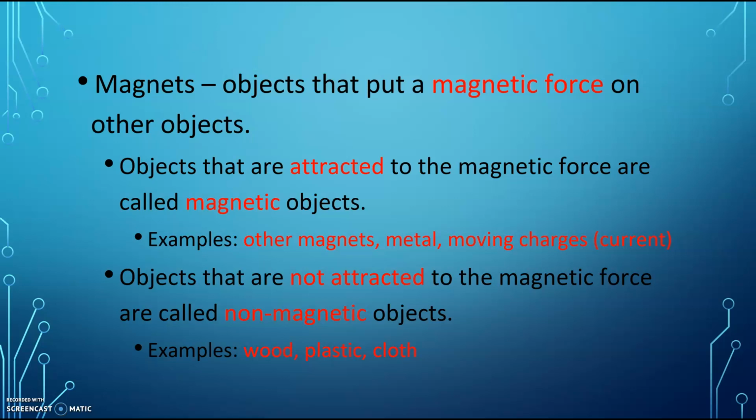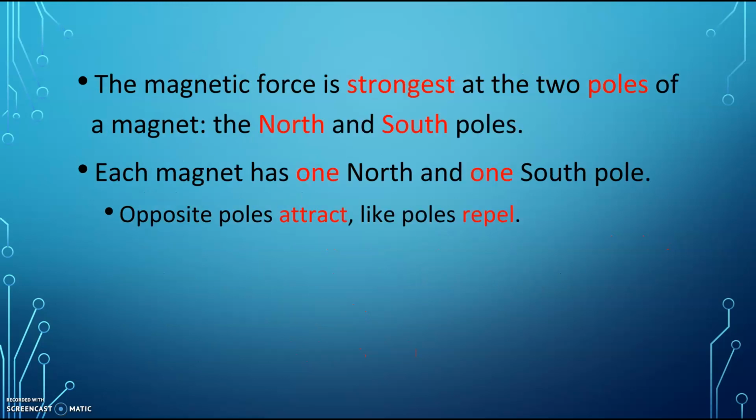Objects that are not attracted to the magnetic force are called non-magnetic objects. So if you have that same magnet that you had earlier and try to put it against your wall, it probably won't get stuck to it, right? So wood, plastic, cloth, something like that, magnets will not stick to those objects. So they are called non-magnetic objects.